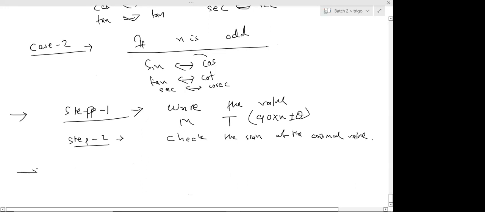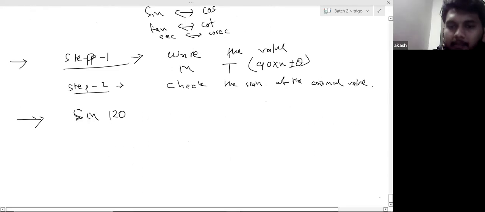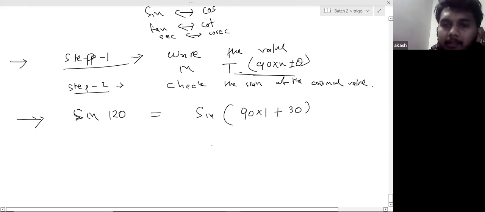So what this means is, if I give you sine 120 degrees, we don't know the value of sine 120 degrees, right? How to solve? The first step says write the value in this format. So we can write sine of 90 into 1 plus 30 degrees, right? We can break 120 into 90 plus 30, and this format is 90 into 1 plus 30 degrees. This is clear, Rahman?